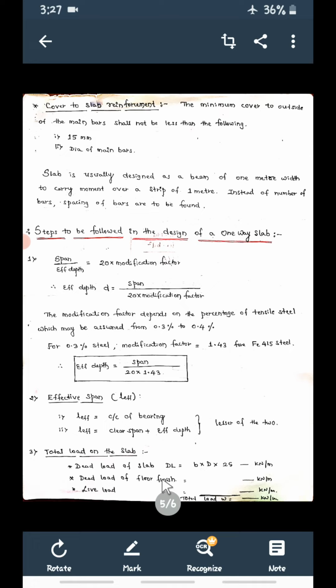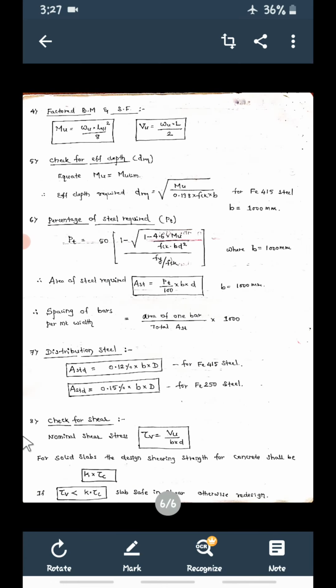Then the dead load of the floor finish. Above the slab, suppose you are providing tiles also, that load will be considered. That is called floor finish. Approximately we can assume 1.5 or 1.2 kilonewton per meter. Then live load will be given in the problem, so write down that kilonewton per meter. Add all these three: dead load of the slab, dead load of the floor finish, and live load. So we'll get total small w. It is UDL. Small w means it is the working load. Multiply this with 1.5 and we will get the factored load, Wu.